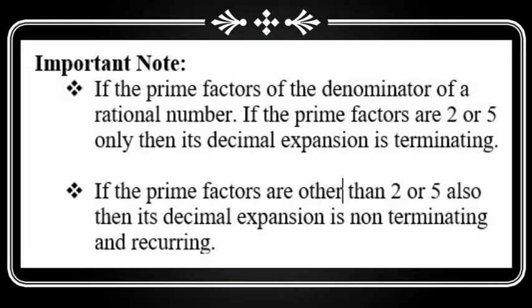Important note: first, if the prime factors of the denominator of a rational number are 2 or 5 only, then its decimal expansion is terminating. Second, if the prime factors are other than 2 or 5, then its decimal expansion is non-terminating and recurring.